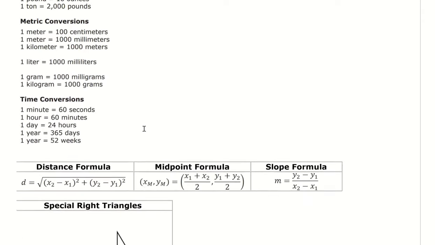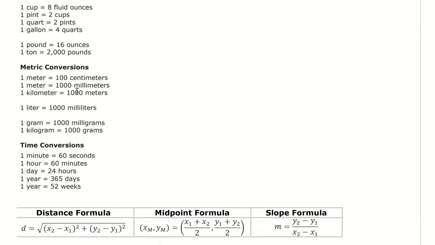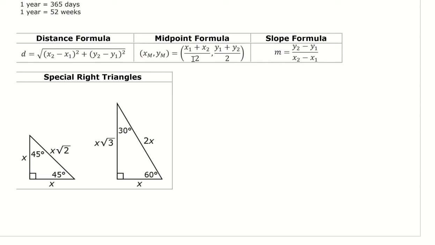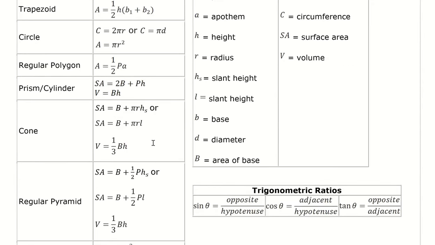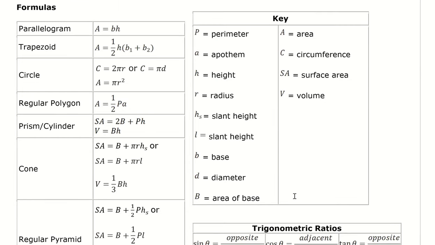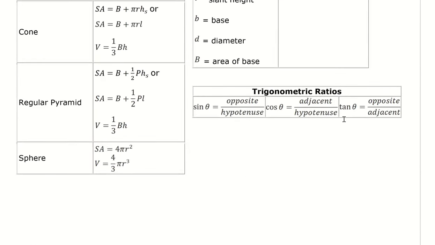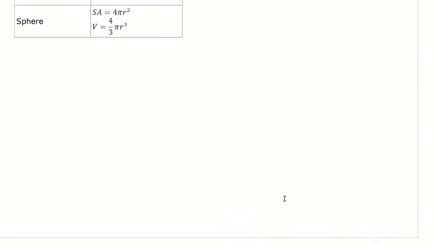And then this is going to be your cheat sheet that you'll have. So notice you have a lot of conversions, standard stuff. And then you have distance, midpoint, and slope formulas, so you don't have to memorize those. Special right triangles, you don't have to memorize that. And then you have formulas for volume and surface area for the various solids. And then you have trig ratios, the SOH-CAH-TOA stuff. And that's about it. That's all you're going to be expected to receive for the cheat sheet.